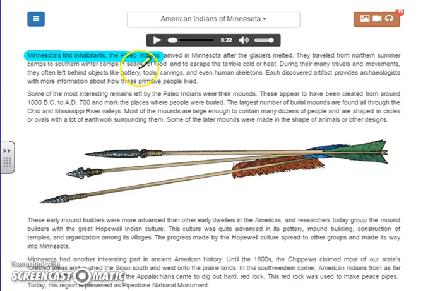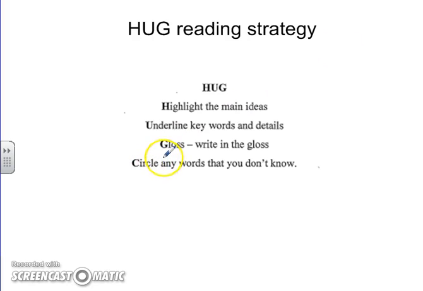You'll notice I stumbled through the word Paleo-Indians the first time I read it. If that ever happens to you, that probably means you don't know what that word is. So if you don't know the word, that's when you circle it. And you might stop and look it up. You might put a question mark there. That's the circle part of the HUG strategy. Circle any words you don't know. So we highlighted the main idea.